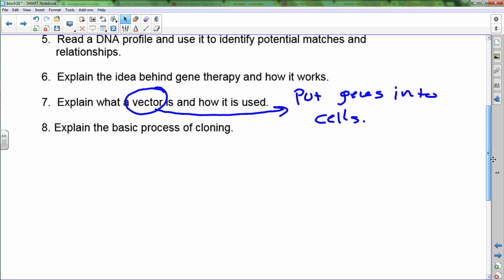Okay, and then the last one says explain the basic process of cloning. Start with one cell. One cell from what? Whatever you're cloning. So let's say we want to clone Jake. The first thing we need to do is get a cell from Jake.